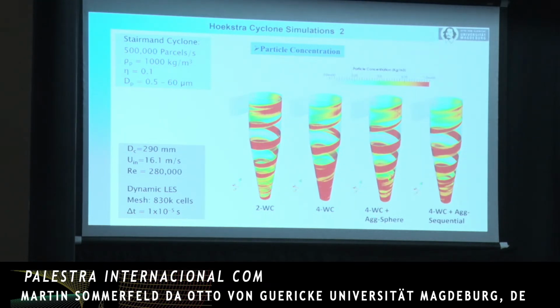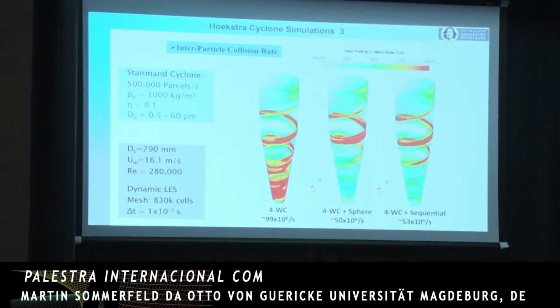Then you have here four-way coupling with agglomeration. This is the particle concentration. So in this case, somehow the rope structure can be recovered. There is no big difference between these. So here are the interparticle collision rates. For four-way coupling, we have 99 times 10 to the 6th power collisions per second. If you, of course, have an agglomeration model, here these are the interparticle collisions in 1 second.